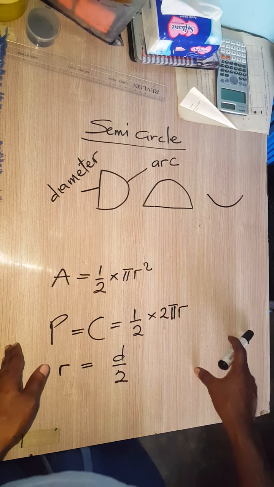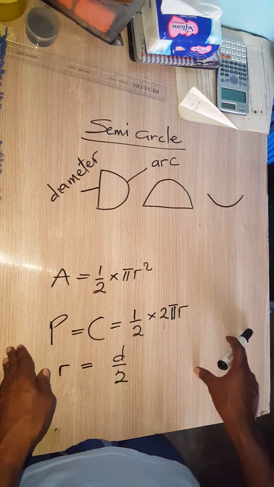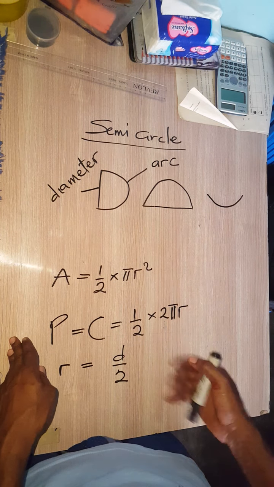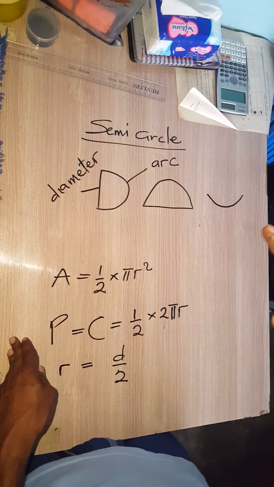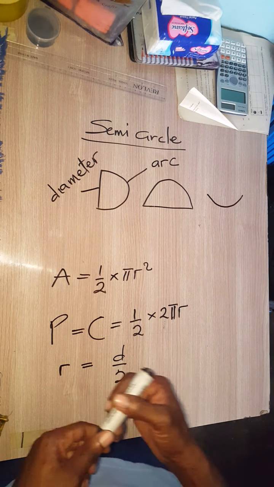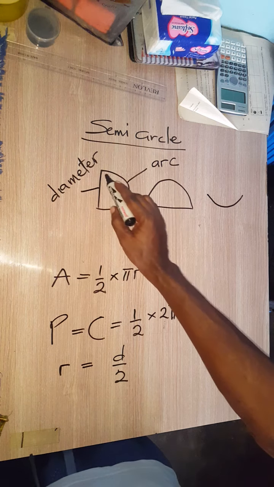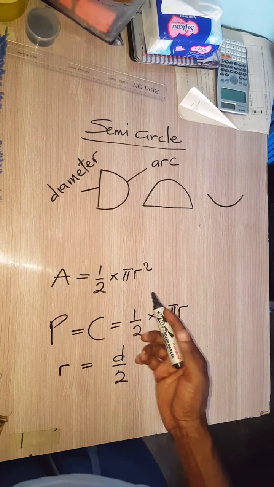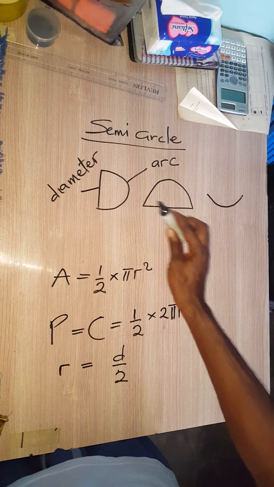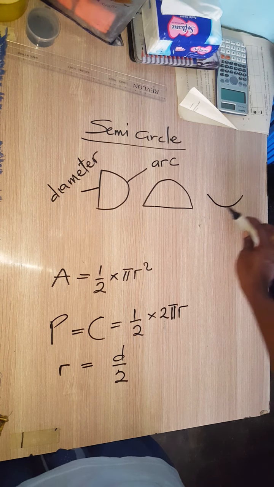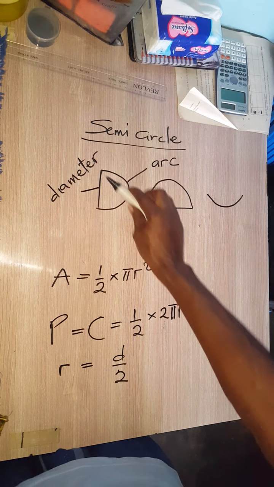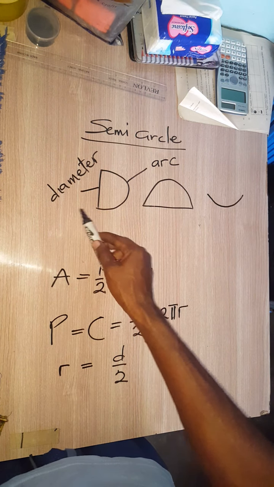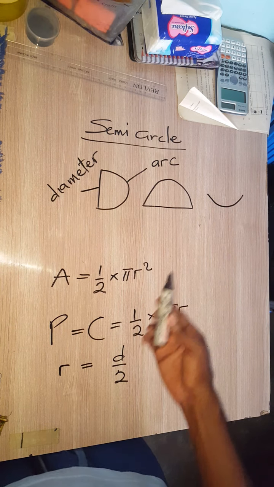All right, good day. Today we are going to learn about semicircle. A semicircle is half of a circle and it is drawn by a curved line and then a straight line. Now, remember that a curved line always forms a semicircle. The curved line is called an arc, and then the straight line is the diameter of the semicircle.